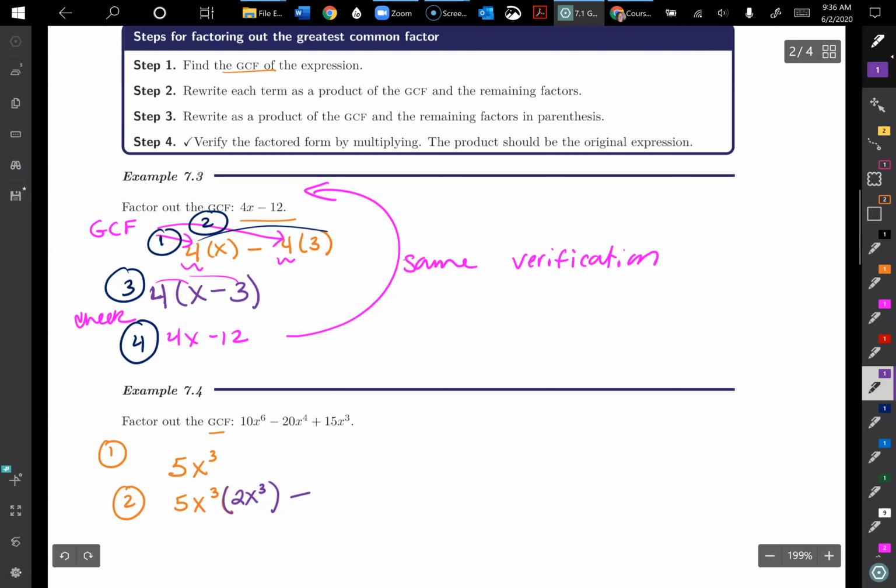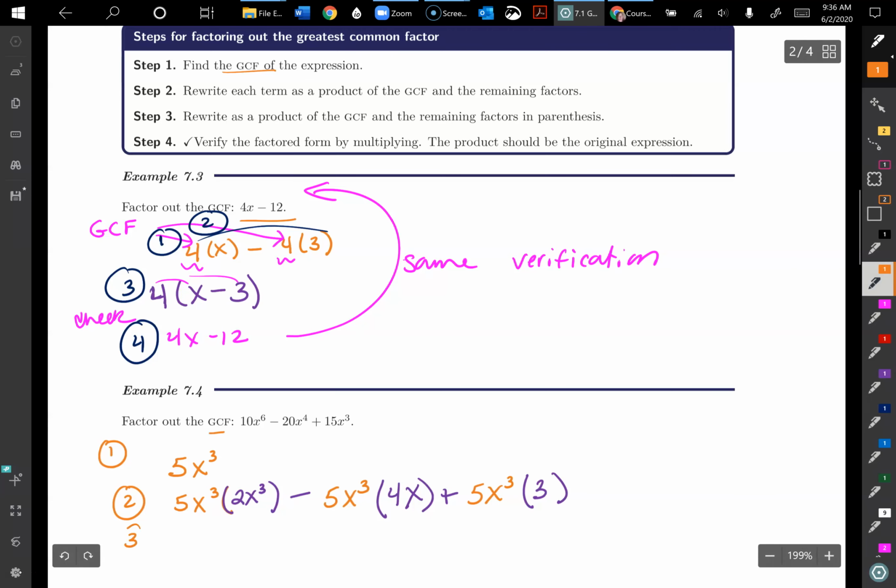Then you will have the next set, you would have 5x cubed, and then what times 5 gives me 20 is 4. What times x cubed gives me x fourth would be x. Okay, plus. Then again, I have my 5x cubed. And then 5 times what gives me 15? That would be 3. And then x cubed is just 1. So I just leave it like that.